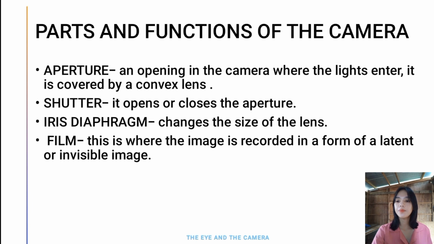Next is the iris diaphragm. Iris diaphragm changes the size of the lens opening. So, when the iris diaphragm is wide open, it allows more light to pass through the lens, resulting in a brighter image. Lastly is film, where this image is recorded in the form of a latent or invisible image. So, many photographers continue to use film for its unique qualities and artistic expression. So those are the parts and the functions of the camera.